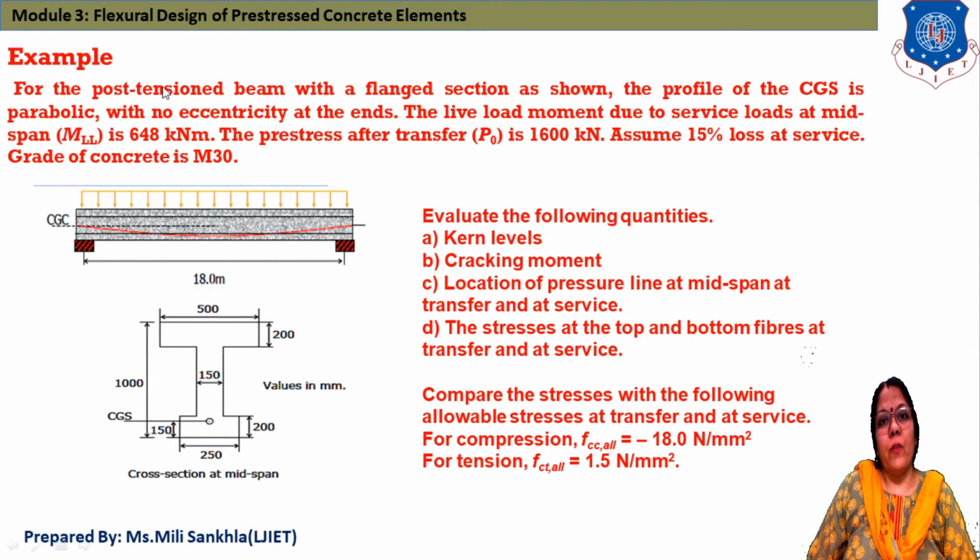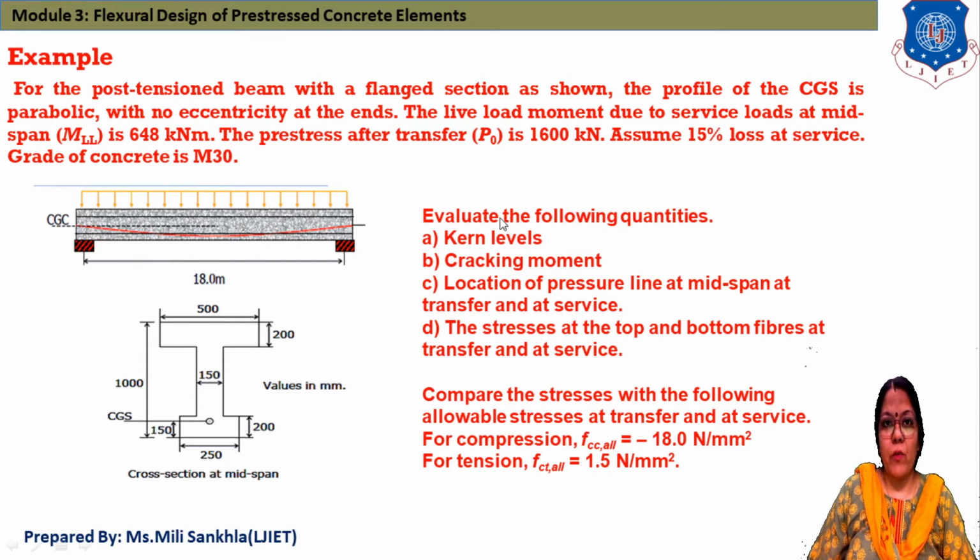First we read the given data. For a post-tension beam with flange section as shown, the profile of CGS, that means centroid of steel, is parabolic with no eccentricity at the end. The live load moment, that means MLL, due to service load at mid span is 648 kilonewton meter. The pre-stress after transfer, that is P0, is 1600 kilonewton. Assume that 15% losses at service. The grade of concrete is given M30, that means fck is equal to 30 Newton per mm square.